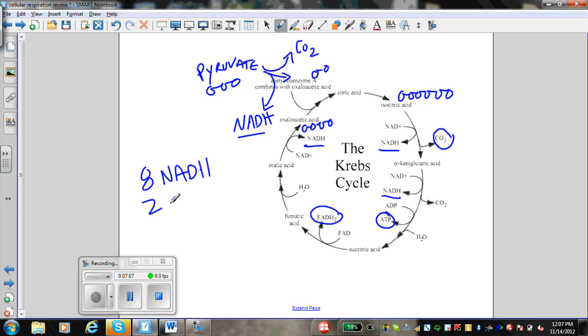we get 1 FADH2, and we get 1 ATP, right? So that is for a turn of the Krebs cycle, right? So we're going through this 1, 2, 3, 4. Actually, this is 2 turns, sorry. So this would be 2 turns. So this would be 2 pyruvate will yield this.